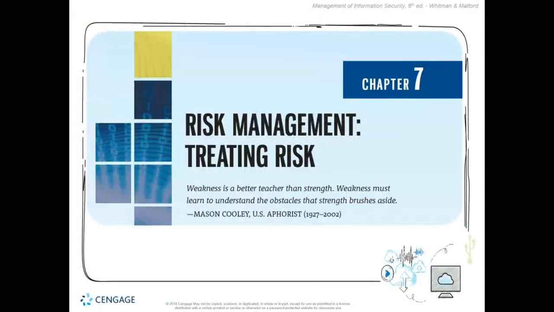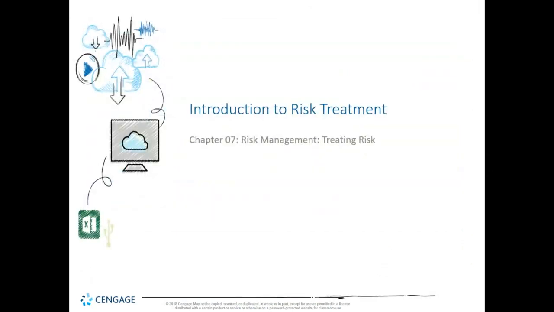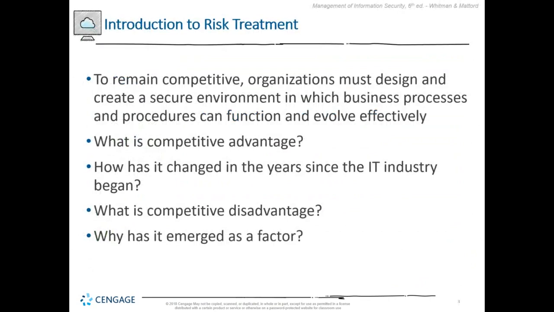This week in CIST 1602, we'll look at Chapter 7 in Risk Management. We're treating the risk. First, we're going to look at an introduction to risk treatment. A couple things to remember in this: that to remain competitive, organizations must design and create a secure environment in which the business process and procedures can function and evolve effectively. So you think of something with a business, they have to have a competitive advantage.